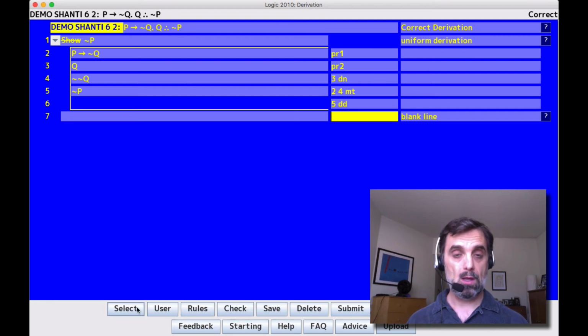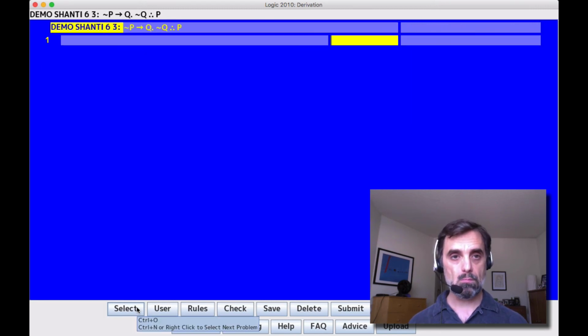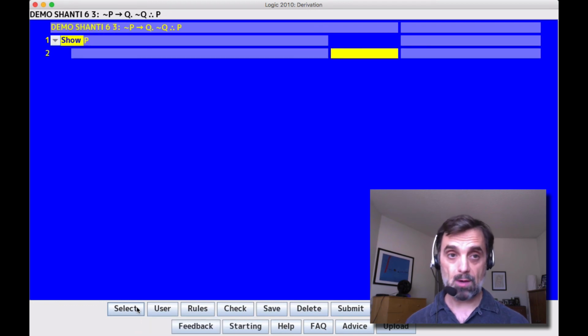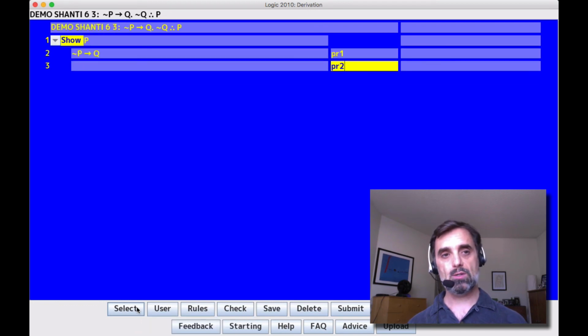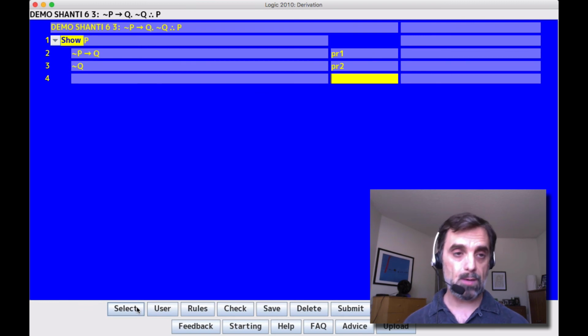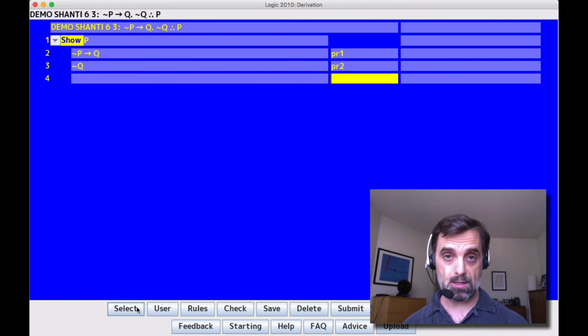Let's take a look at another one. So our conclusion is P. We have two premises, premise 1 and premise 2. No premise 3. So let's see. With 2 and 3, can I do MP? No, because the antecedent of line 2 is not P, and so I need not P for MP with line 2. I don't have not P, so I can't do MP.